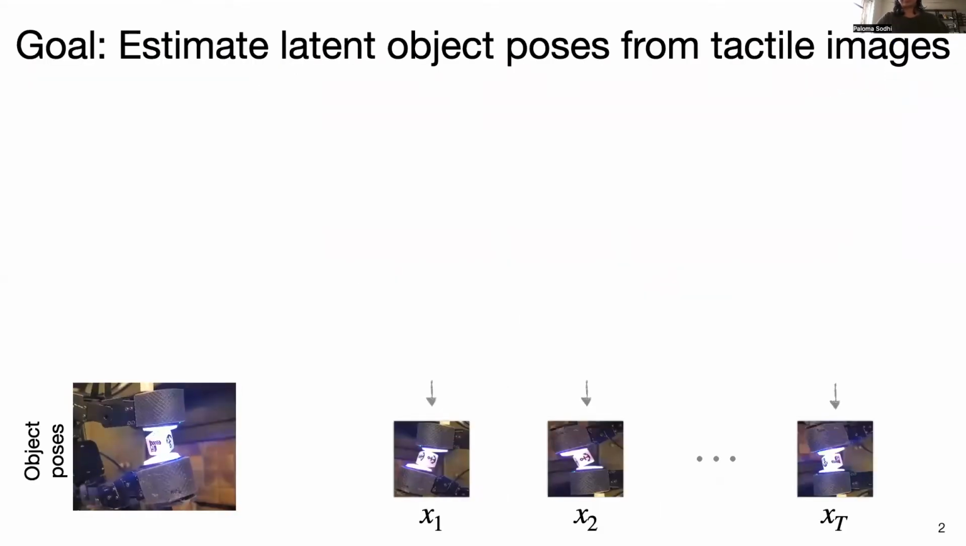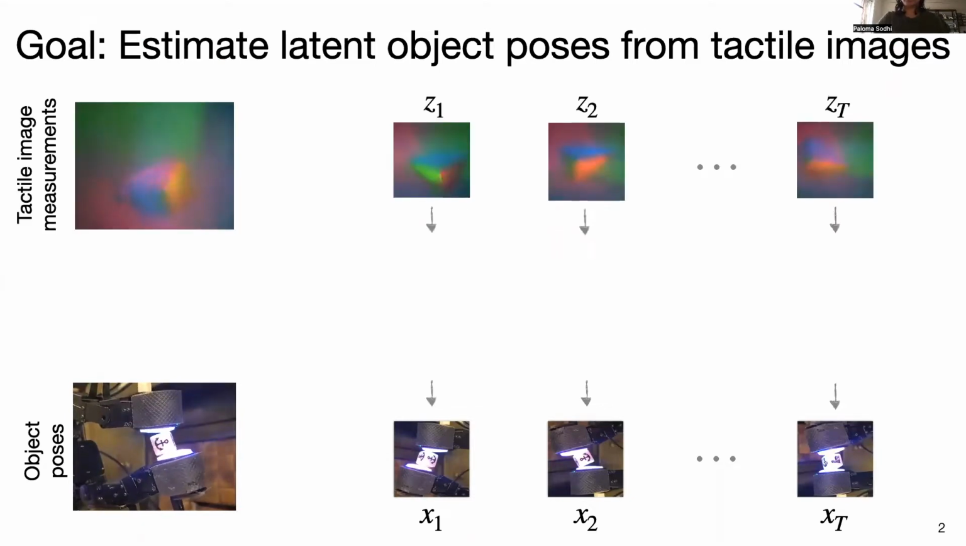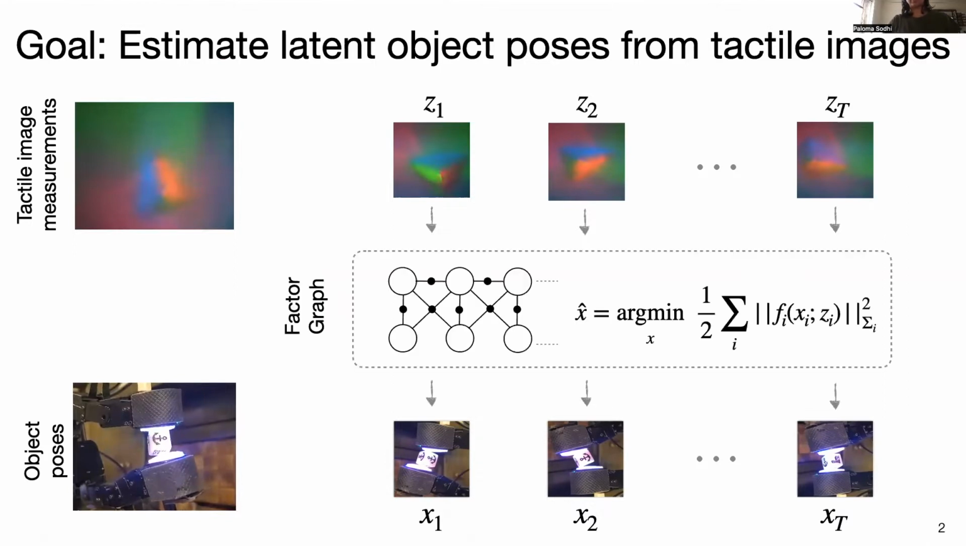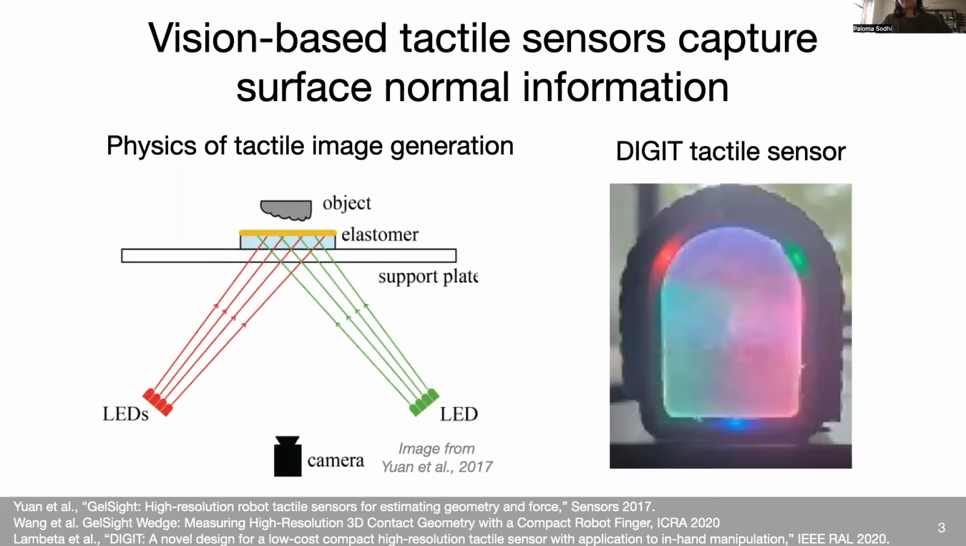Our goal is to estimate latent object poses X, given a sequence of tactile image measurements Z from a vision-based tactile sensor. We formulate this as an inference problem over a factor graph that optimizes for the most likely states X given measurements Z. We leverage the fact that tactile images fundamentally capture surface normal information about an object.